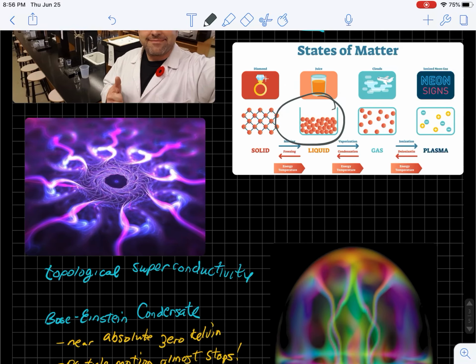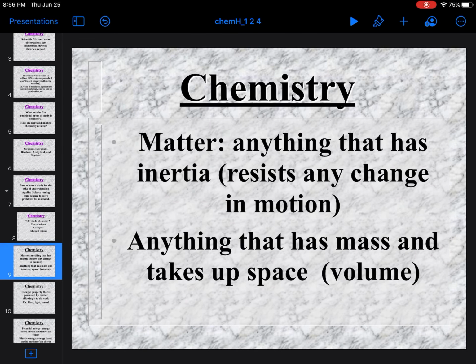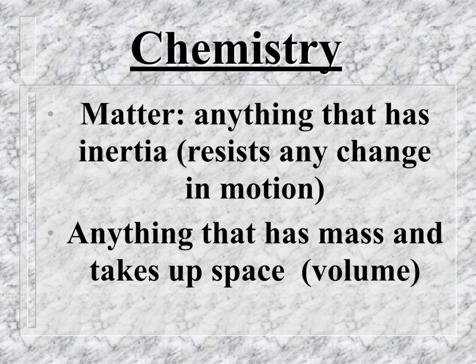Now, what does your book say? Because your book gives you a very basic definition for you to memorize for the test. And here we go. Matter: anything that has inertia, one of Newton's 3 laws. All right, so we're looking at Newtonian physics here. So it resists changes in motion. In order to do that, you have to have stuff. So solid, liquid, gas, you have to have stuff in order to be able to resist that motion.